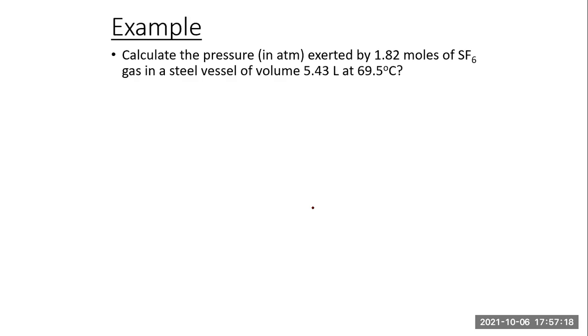All right, so why don't we try one here, see what you come up with. Calculate the pressure in atmospheres exerted by 1.82 moles of SF6 in a vessel with a volume of 5.43 liters and a temperature of 69.5 degrees Celsius. Take a few minutes to see what you come up with.